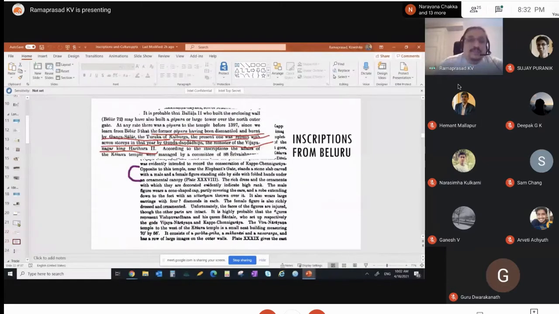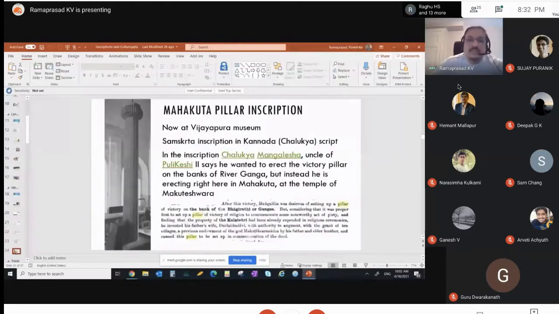Here is, I think this is nothing much. Here is an inscription from Mahakuta. Mahakuta is near Badami. Now it is in the Vijayapura Museum. This is a Sanskrit inscription in Kannada. I put that for a reason.